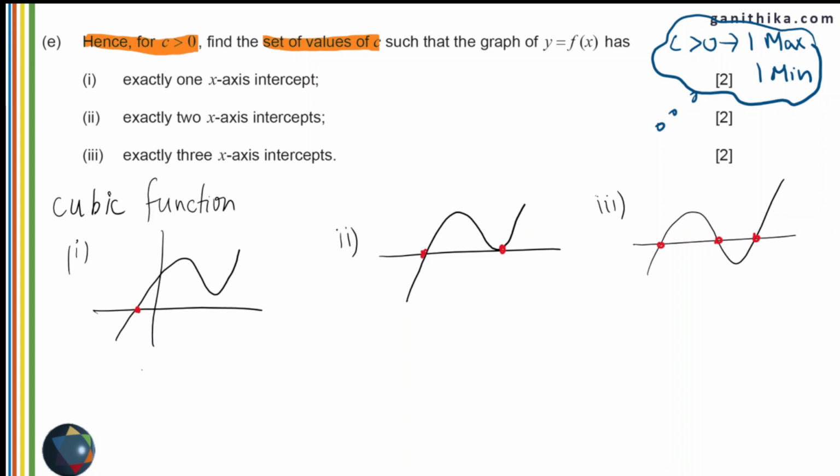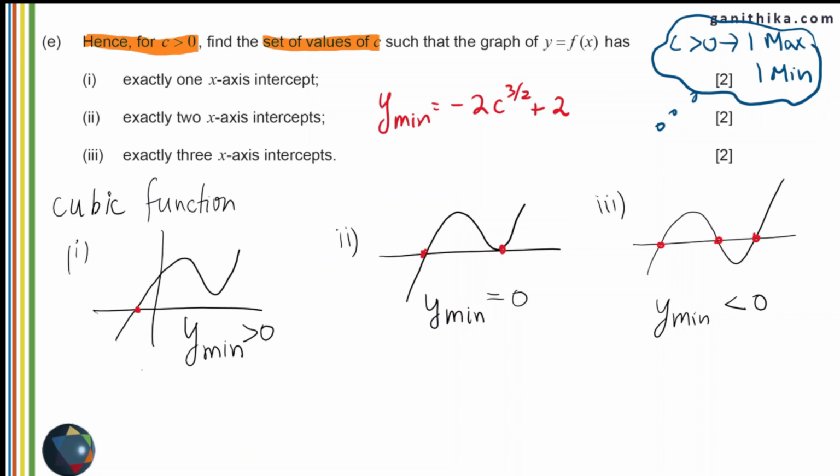Now what do you see from these graphs? The main thing that is different in these three graphs is that the y minimum changes. The y minimum for the first graph is above the x-axis, which means it's a positive value. Y minimum for the second graph is equal to 0 because it's on the x-axis. And y minimum is below the x-axis for the third case, therefore the value for y minimum will be less than 0. So you can use these three conditions and use what you found in the previous question for y minimum as minus 2c to the power of 3 over 2 plus 2. Solve the three equations.